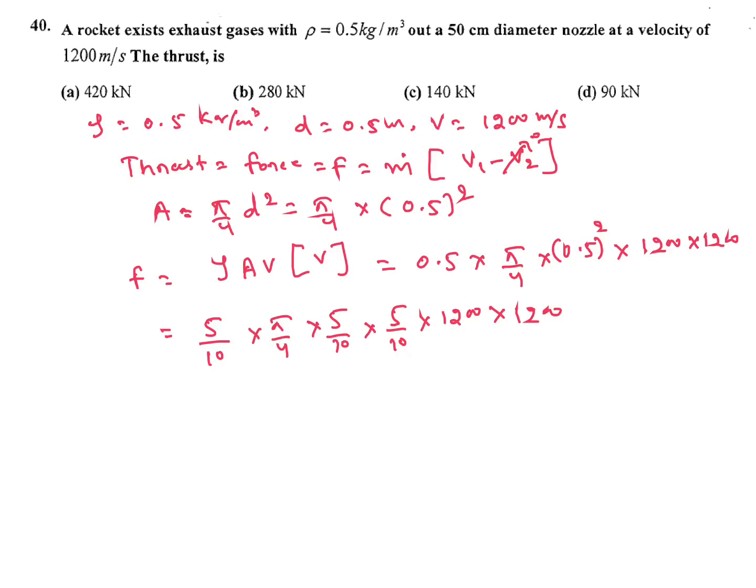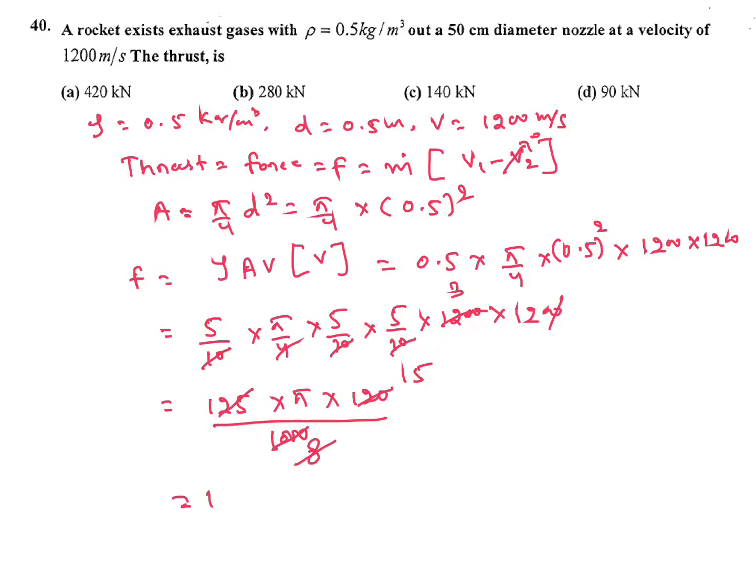So finally 125 into pi into 120. This is in Newton. Options are in kilonewton, so divided by 1000. It's 15 pi kilonewton. 15 into pi.